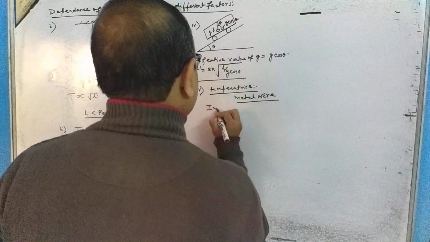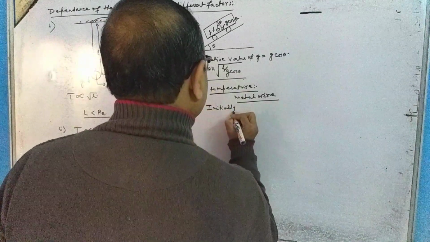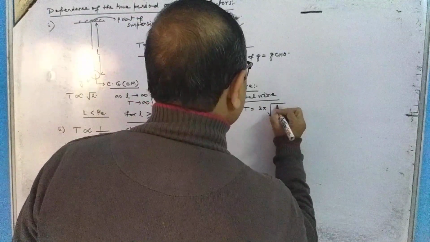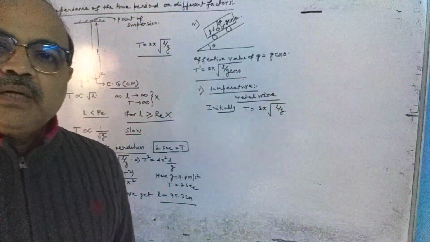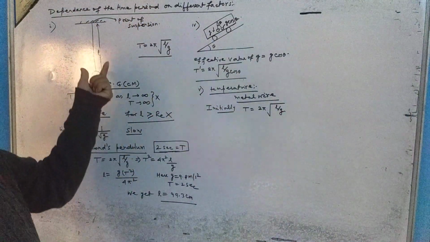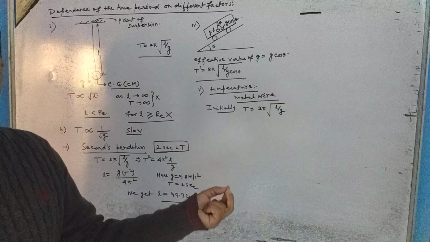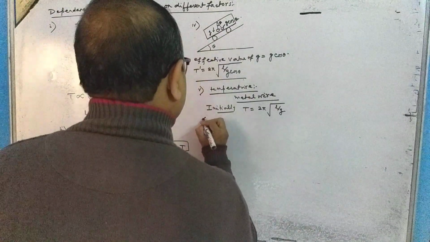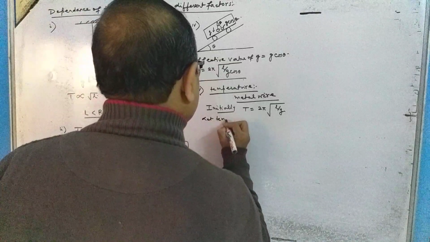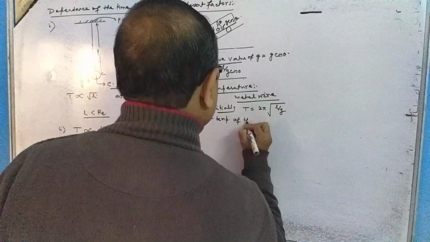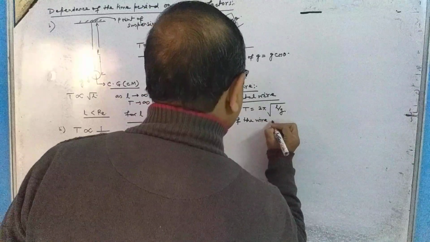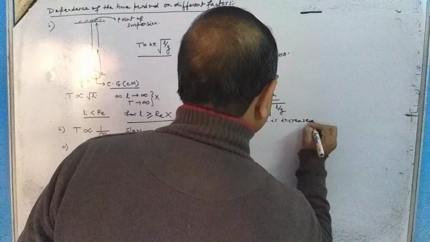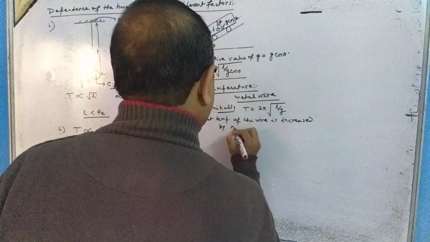Initially, T is equal to 2 pi root L by g. Now suppose the temperature of the metallic wire is increased by delta T.